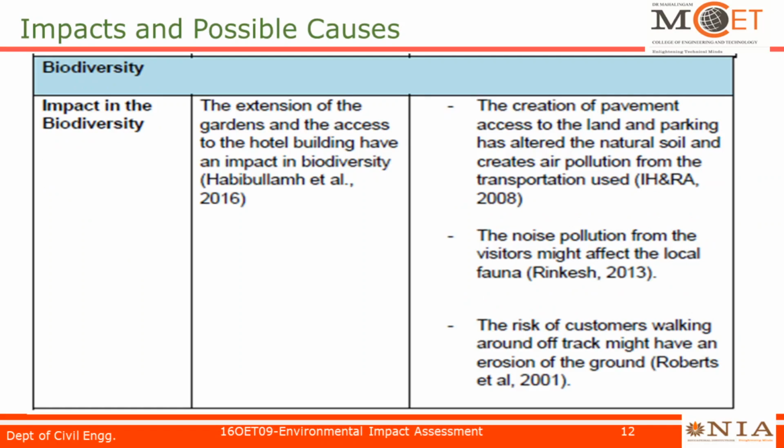And the last one is biodiversity. So impact on the biodiversity. So what is the problem? The extension of the gardens and the access to the hotel building have an impact on biodiversity. So what are the causes?